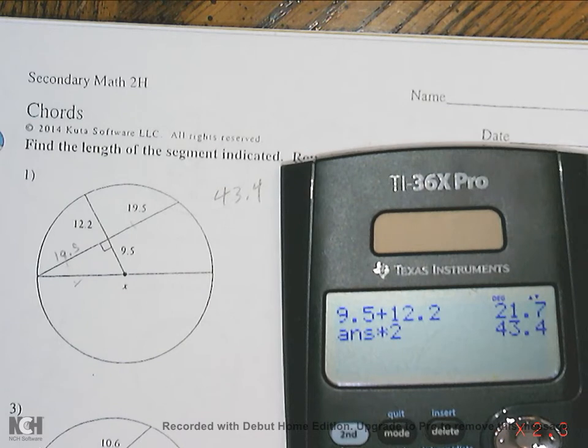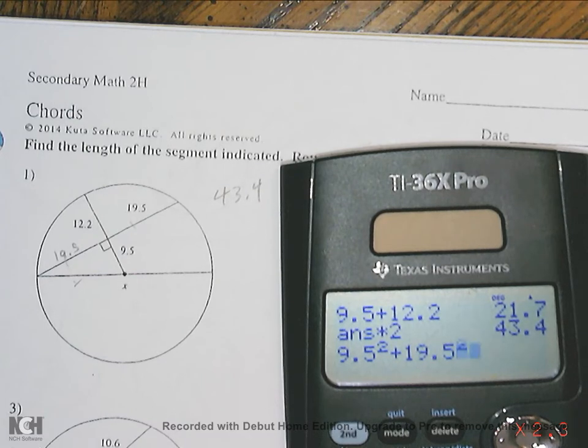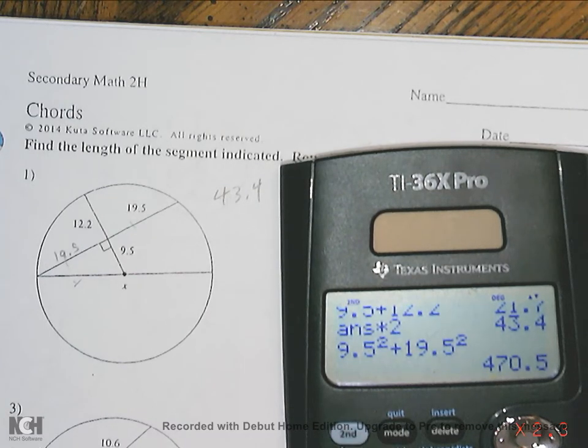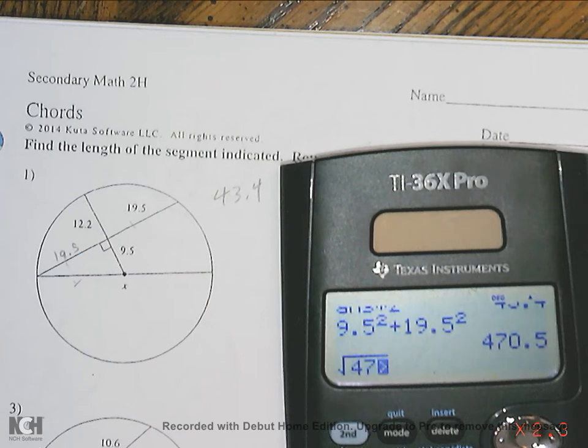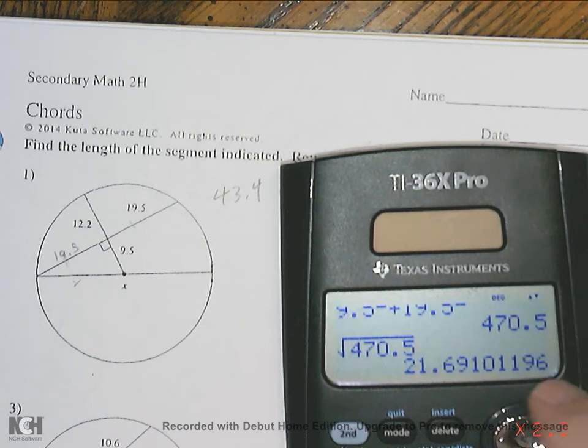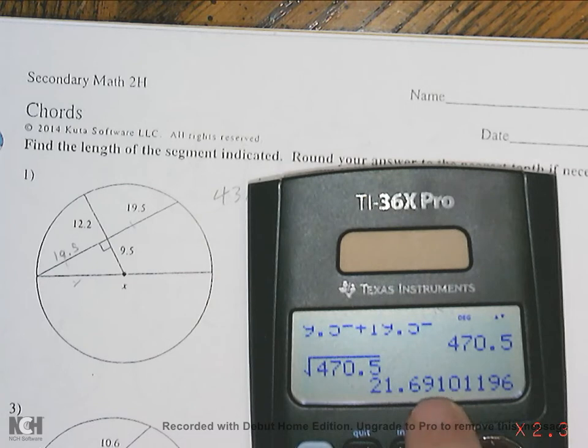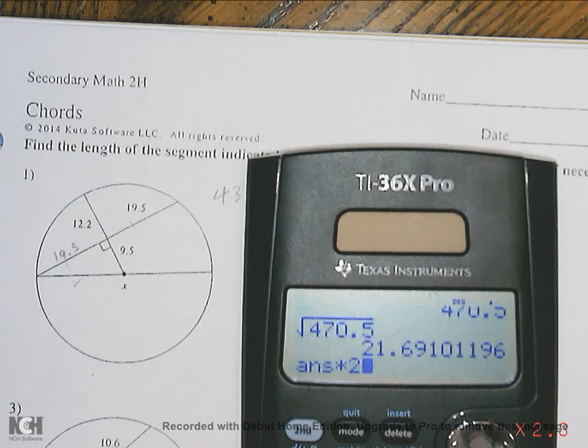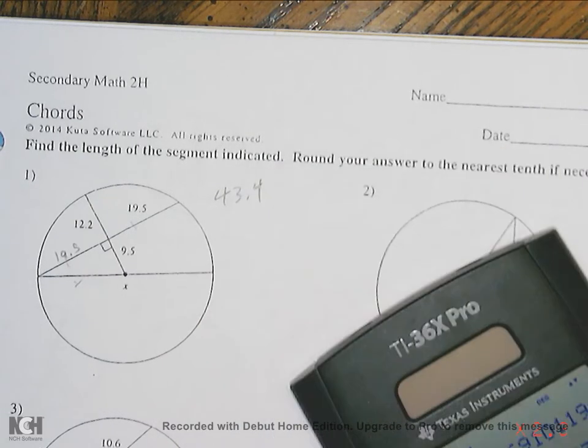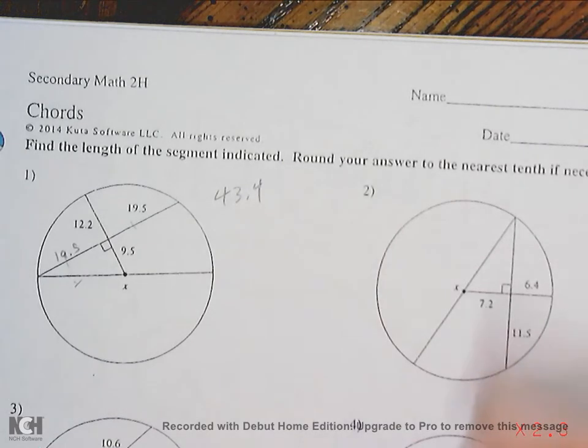So let's try it. So 9.5 squared plus 19.5 squared is 470. And this is where we get into our inaccuracy. So square root of 470.5. See, so my calculator is technically doing some rounding here. 21.69. Remember, it was 21.7 was the length that I got from adding. But if I doubled that, if I round it, I would still get 43.4, right? So I'm still getting the same answer. You just get a little bit of inaccuracies, but you're close enough that you can get an approximate answer, right?